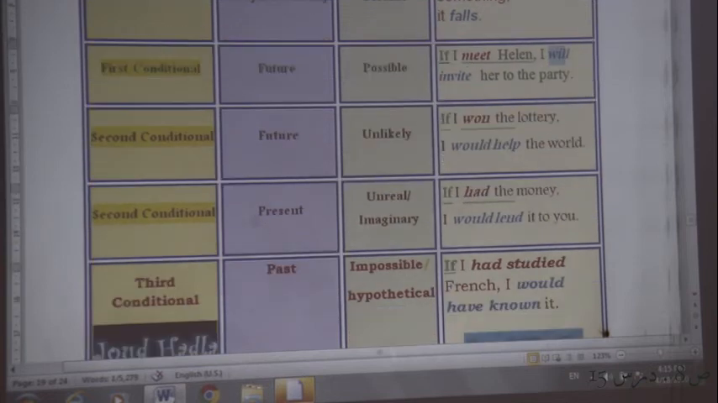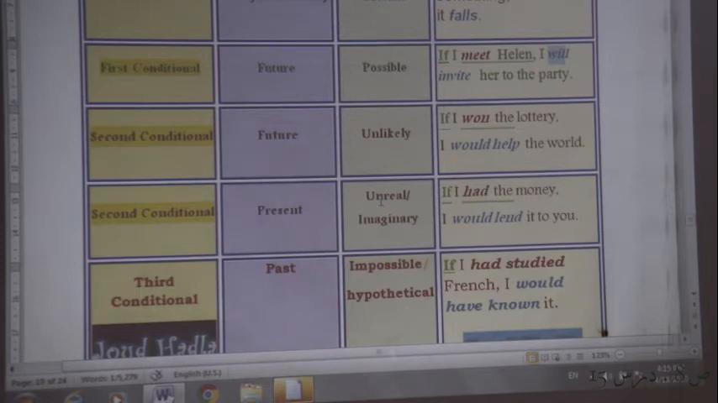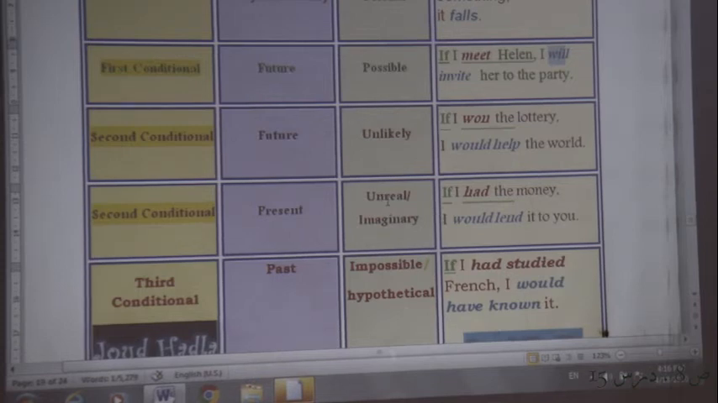Now another case in the second conditional: it refers to the present, and here we are talking about an unreal or imaginary situation. How is that? When, for example, I say if I were you, it is an unreal, imaginary situation. In this case you can use were with all subject pronouns.